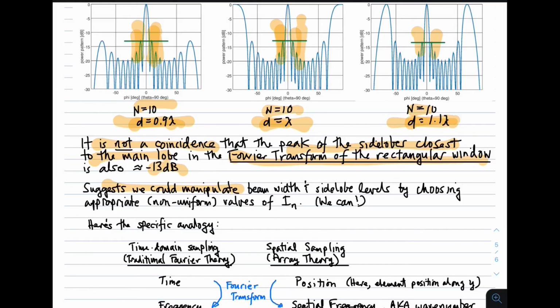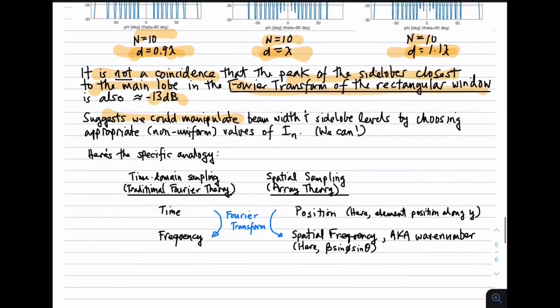And that's totally true. In other words, we could choose to make the magnitudes non-uniform, maybe triangular over the distribution, and thereby end up reducing these side lobes and broadening the main lobe. That's totally possible and a topic for another lecture. But since I bring it up, I would like to conclude this lecture with the specific analogy: time domain sampling and spatial sampling. And by time domain sampling, I mean traditional Fourier theory, and by spatial sampling, I mean array theory.